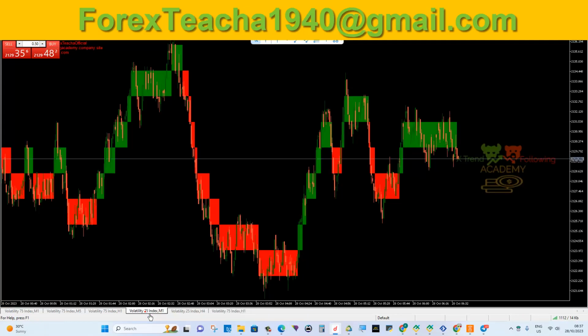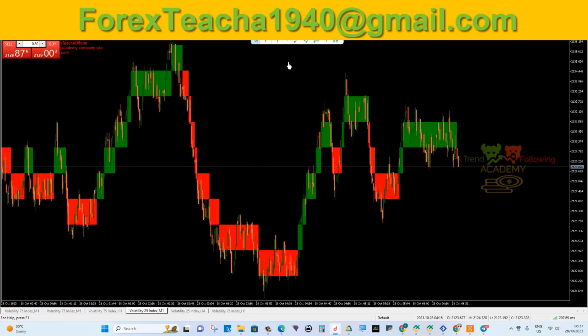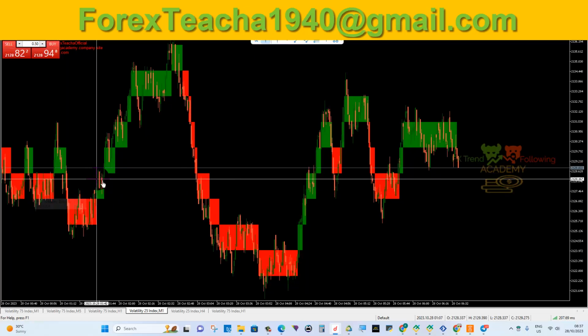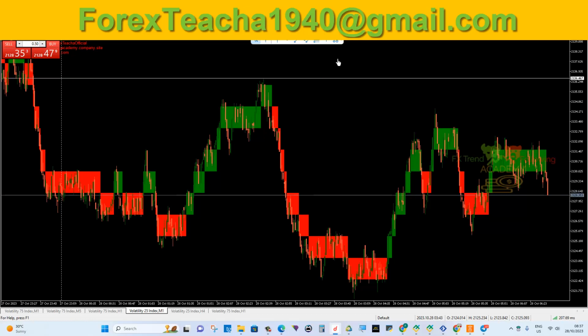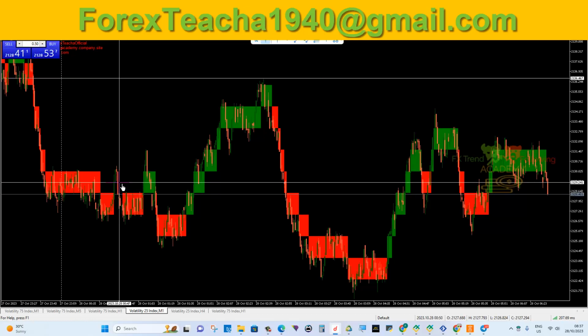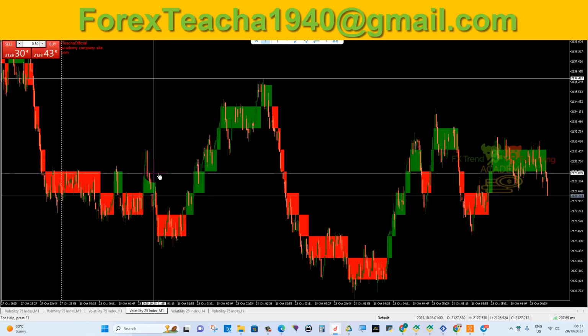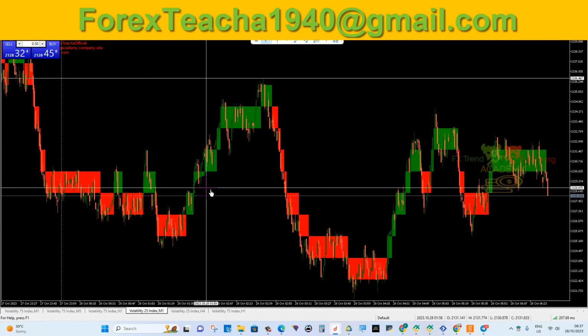This is a Volatility 25 index. This is on M1. All right. That's why you see a little bit of sideways, but you can see this system helps you to cut the losers short and let your winners run. You can see this was a loss right here. This is another loss. This is another loss. This is a small win. This is a huge win right here.